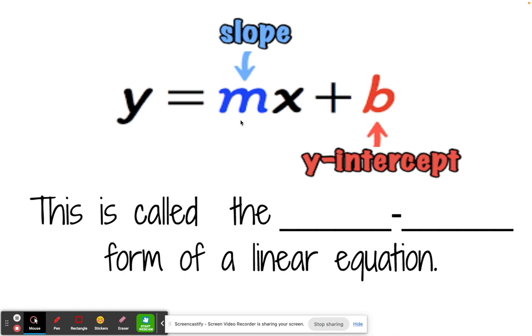Okay, so now the big reveal. The name of this form of linear equation is called slope, because we have a slope right here, and intercept, because we have an intercept right there. Not a real creative name, but it tells you what it is. We have the slope-intercept form of a linear equation.